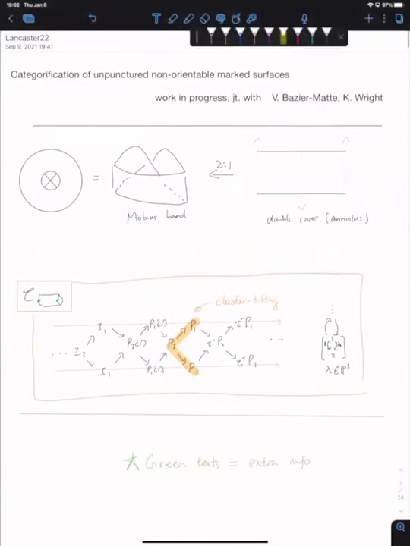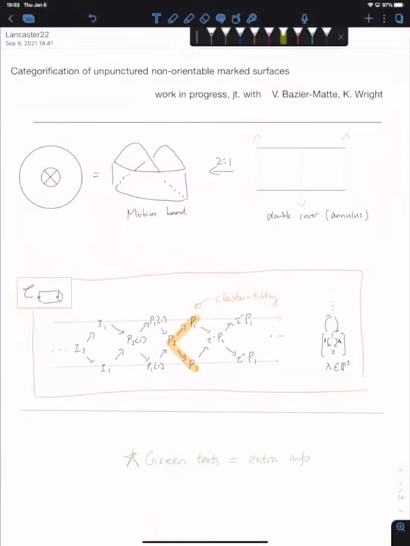Now we start the first talk today. The first speaker today is Aaron Chan from Nagoya University. The title of his talk is Categorification of Curves and Quasi-Triangulations on Unpunctured Non-Orientable Marked Surfaces. So please start.